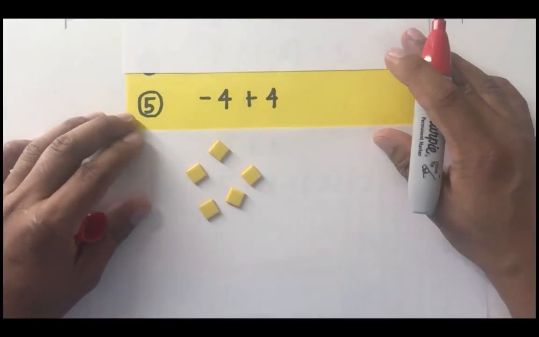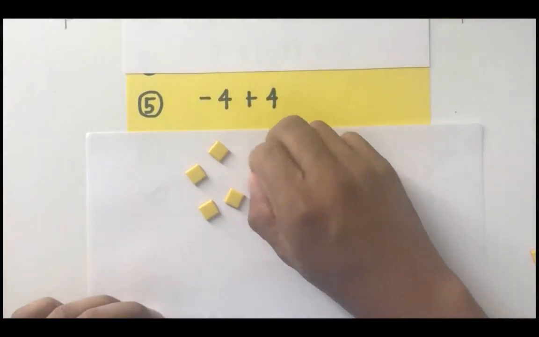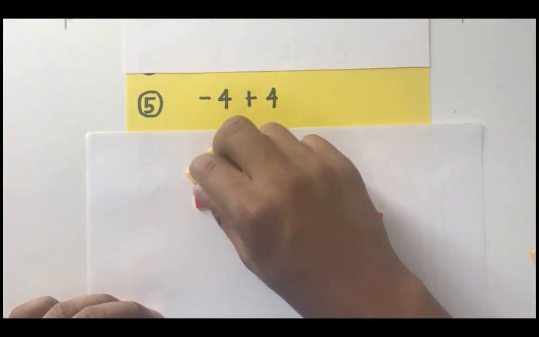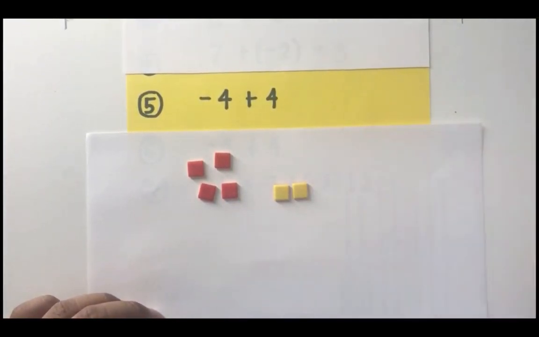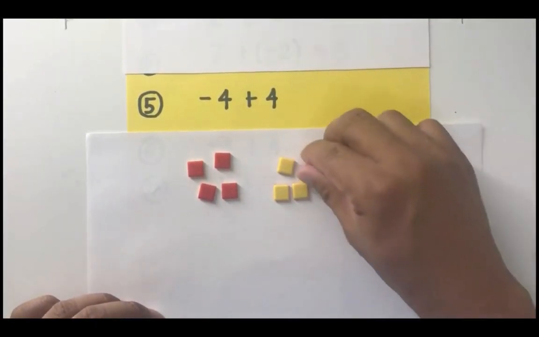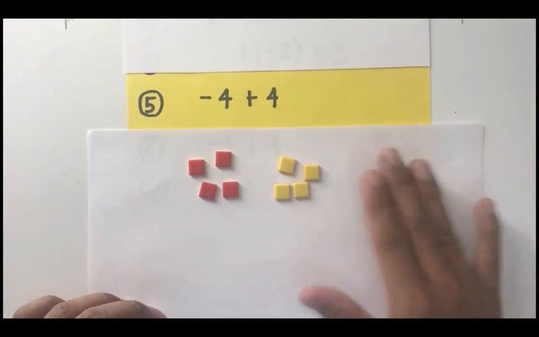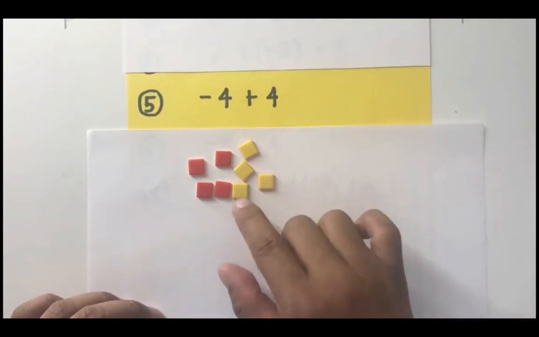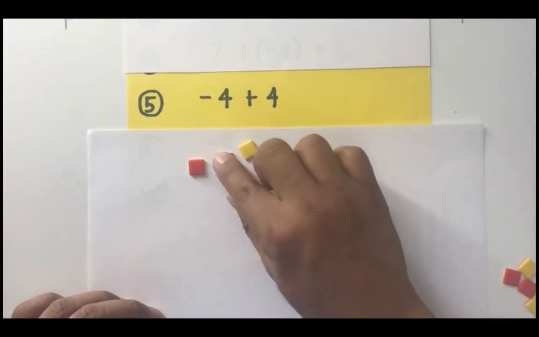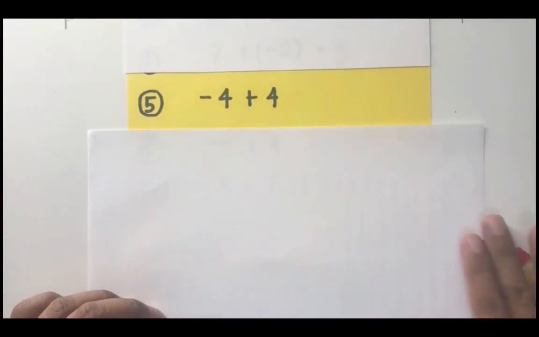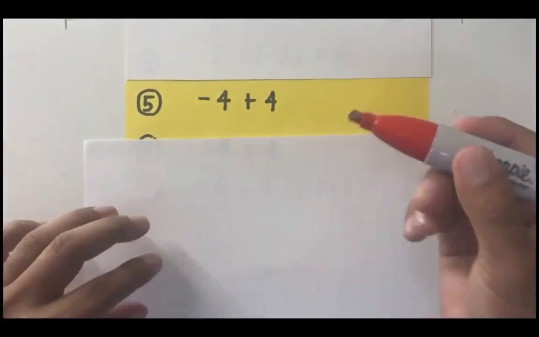Next. If you have negative 4 plus 4, so you have negative 4 plus 4. So combine them and remove all the zero pairs. Remove this, remove this, remove this, and remove this. So what's left is nothing, 0.